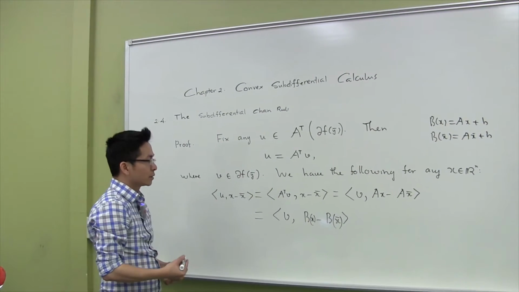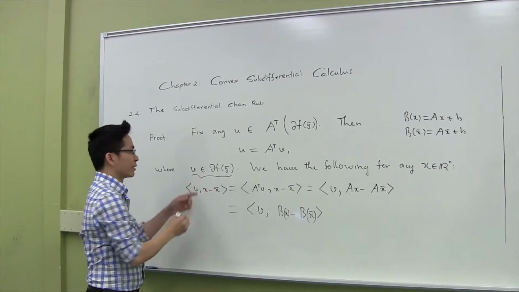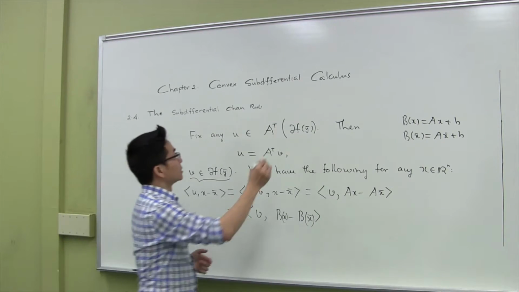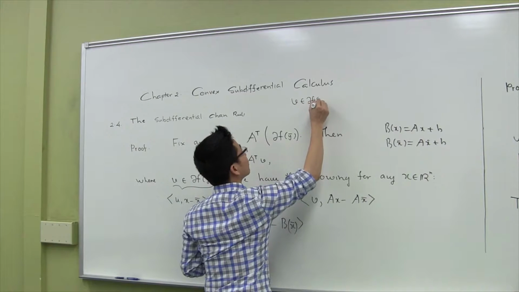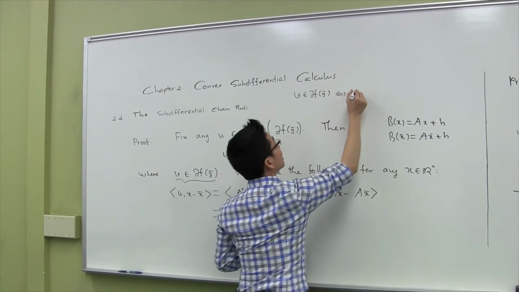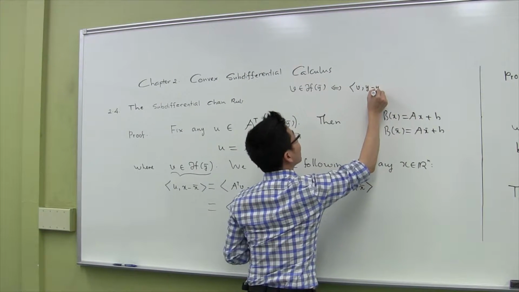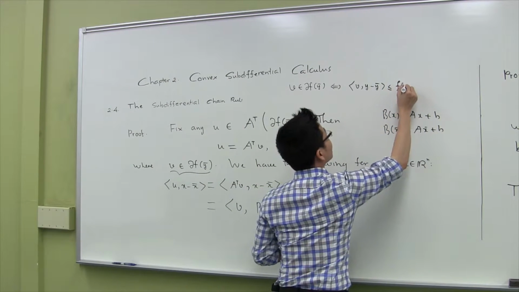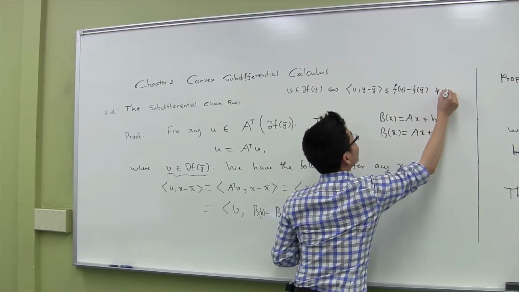Now, at this point, we are going to use the definition of the subdifferential of the function f at y bar. By the definition, v belongs to the subdifferential of f at y bar if and only if this is true: the inner product of v and y minus y bar is less than or equal to f of y minus f of y bar for all y in Rp.